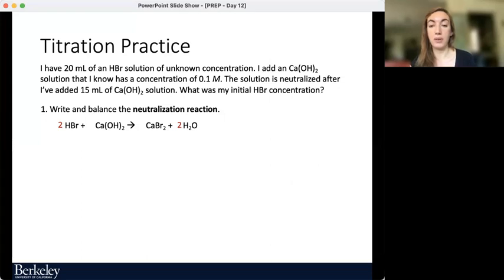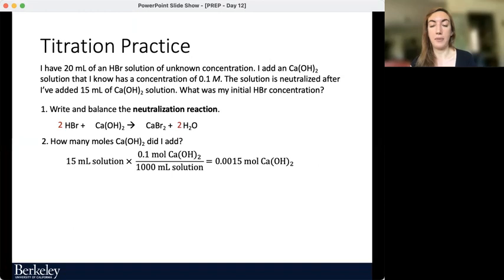So then I've added 15 milliliters of my CaOH2 solution. I need to figure out how many moles that was. So I have 15 milliliters of solution, and I have 1 mole of CaOH2 per 1,000 milliliters of solution. That's what molarity means. So I have 1 mole of my base for every 1 liter of solution, or 1,000 milliliters. So if I just plug through this math, I added 0.015 moles of CaOH2.